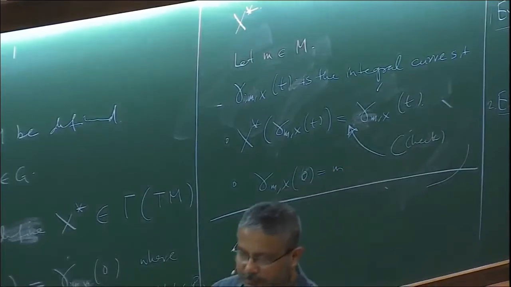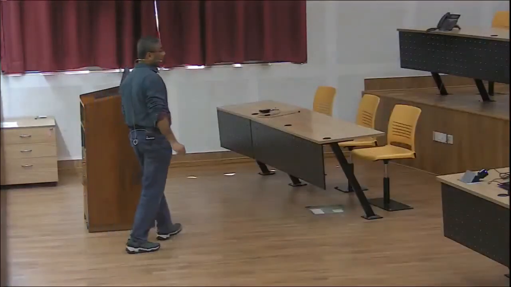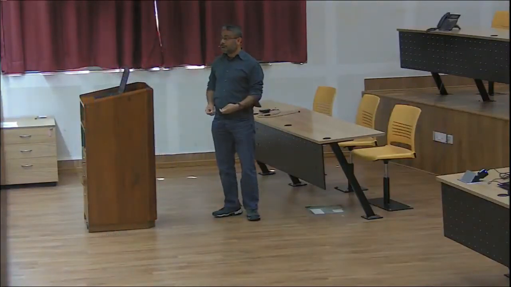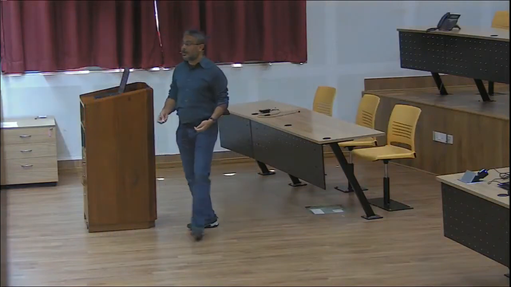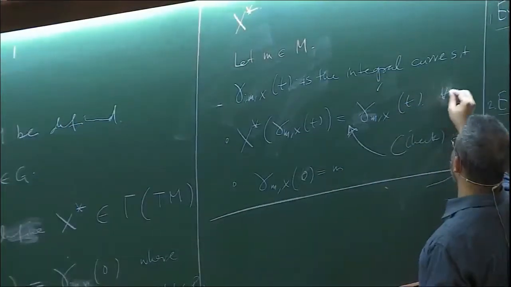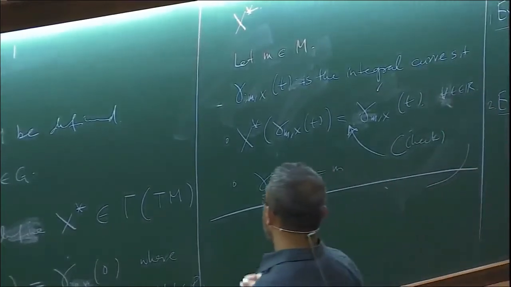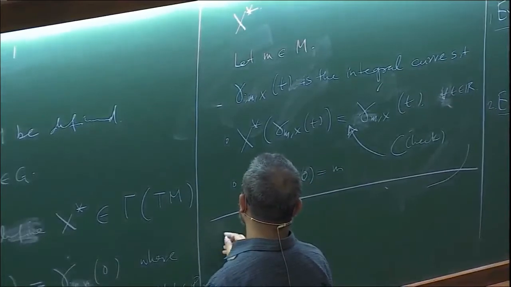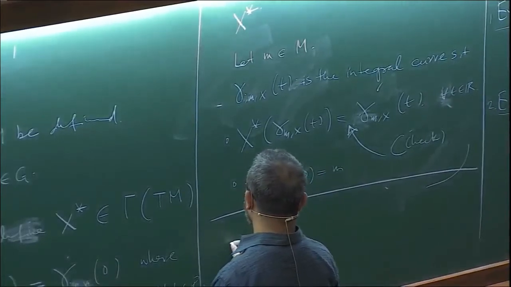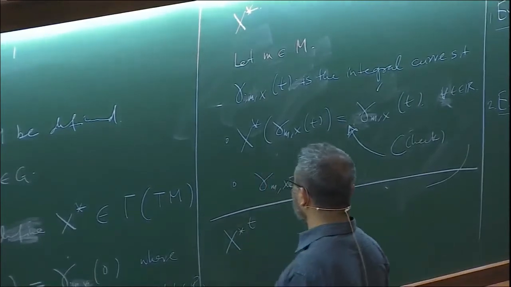Once I have a vector field, in particular this is a complete vector field. That means the integral curves are defined over the whole of R, so this is for all t. These are very special vector fields once you have a group action on a manifold. And also, you can check the flow corresponding to X*.